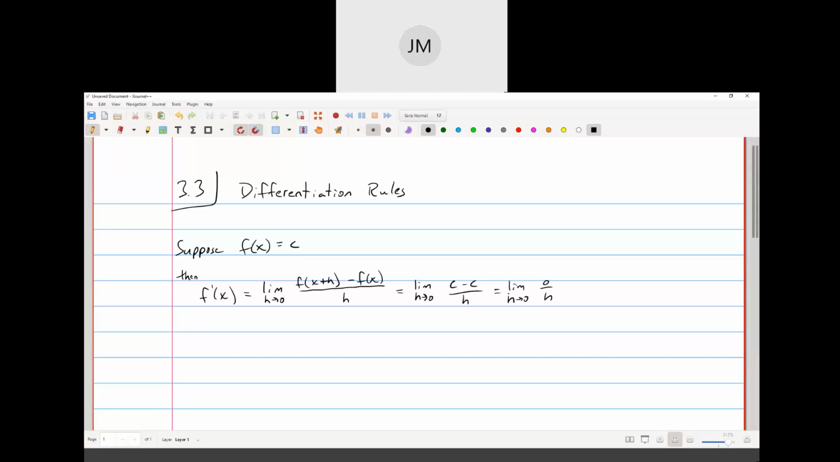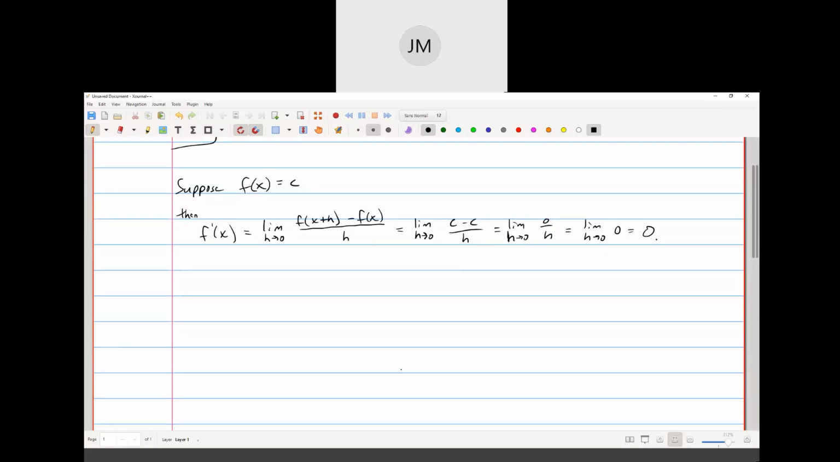And here we have to be a little bit careful about the order that we do things in. Remember, we're talking about as h is approaching 0. So h is not actually equal to 0. 0 divided by any non-zero number is 0. So we have the limit as h goes to 0 of just the number 0, which is 0. Okay, so this gives us a derivative rule.